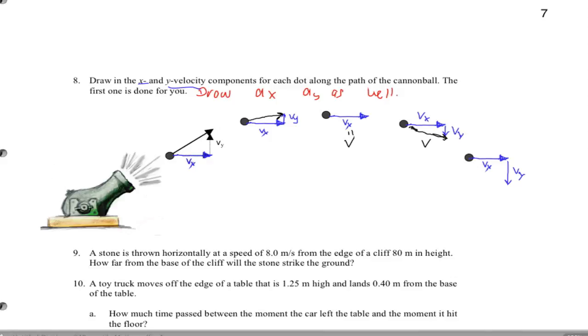And then once again, let me just try to repeat that process for the Vx here. So we're going to end up getting Vx going horizontally like this, and the resultant V is going like that. And that's really the idea. Now that's the velocities. Now let's draw the accelerations.